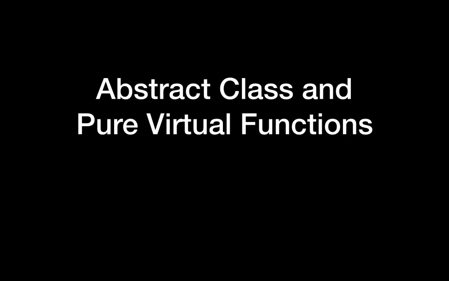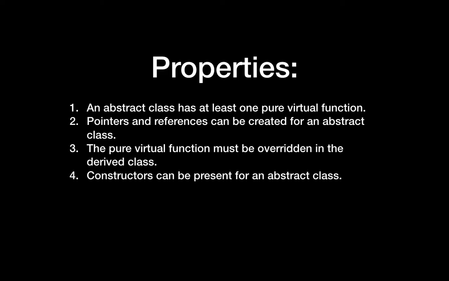Hello guys, in this video we are going to talk about an abstract class and pure virtual functions. Now you may wonder as to what an abstract class is. There are certain properties of an abstract class. These are: an abstract class has at least one pure virtual function. What is a pure virtual function? A pure virtual function is a virtual function which is equated to 0.